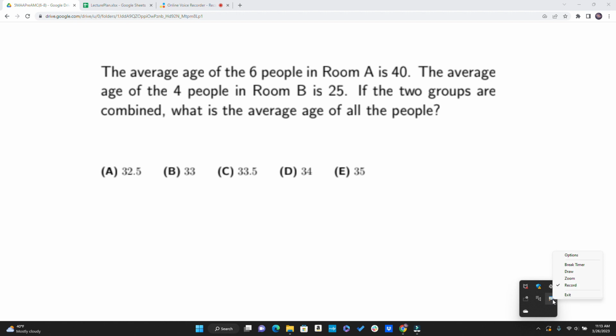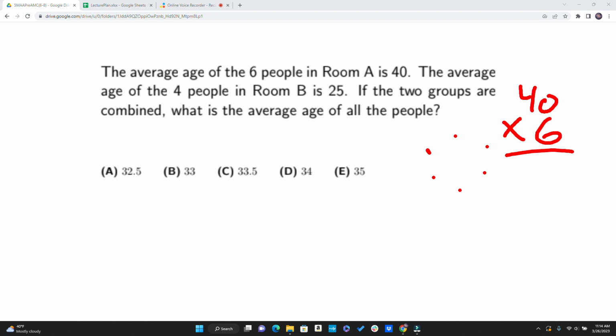Okay. We've got the average age of the 6 people in room A is 40. 4 people in room B is 25. What would the average age be if everybody was combined? Well, there's 6 people in room A. So that means that if they average 40, they have to add up to 40 times 6, that's 240. So everybody, no matter how old they are, their ages in room A add up to 240.